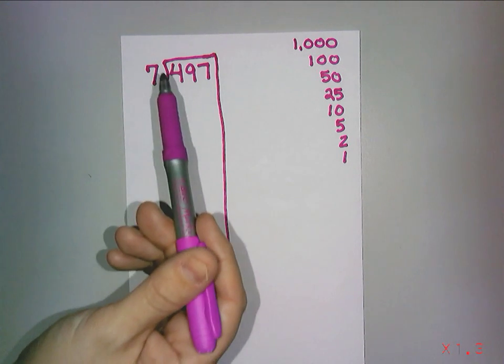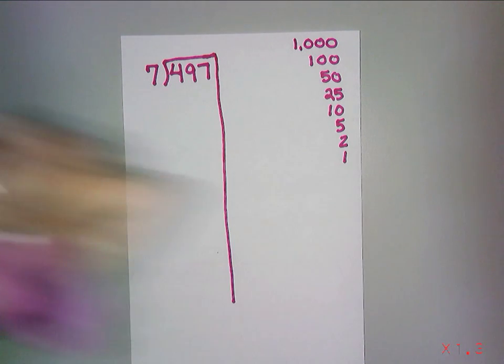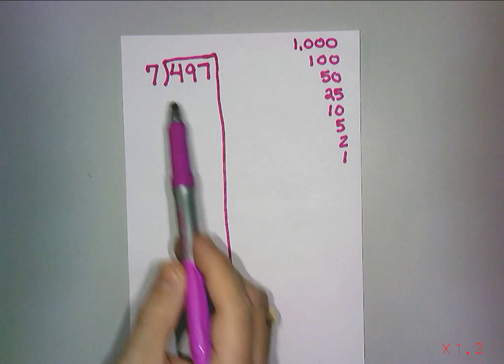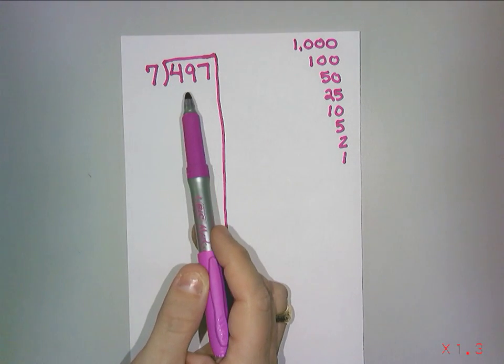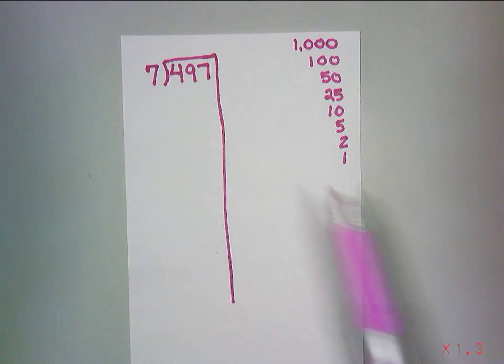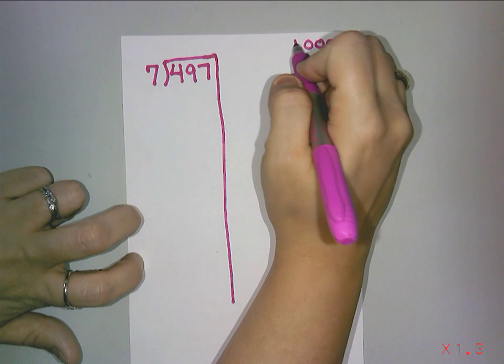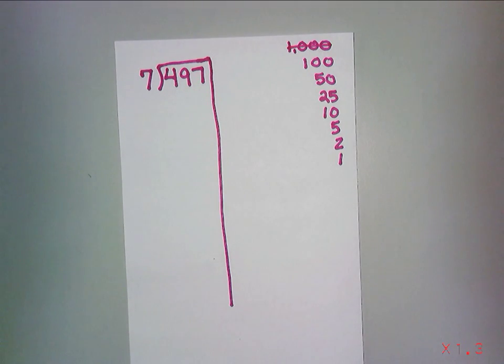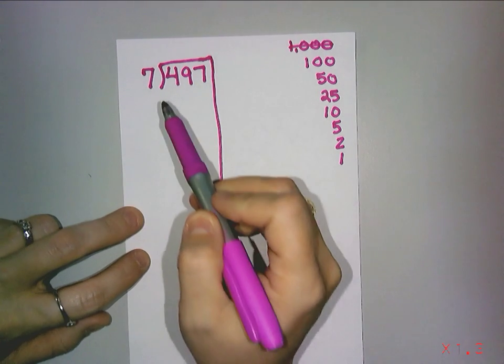When I look at 50, 50 may or may not be a friendly number for you. You just have to decide if that's something you want to use. I'm going to go ahead and skip 50 and 25 for this problem, and I'm going to go straight down to 10. So I know that 7 times 10 is 70. So I'm going to put 10 out to the side. 7 times 10 is 70, and it gets written right beneath my 497.